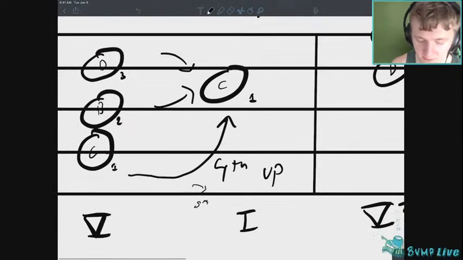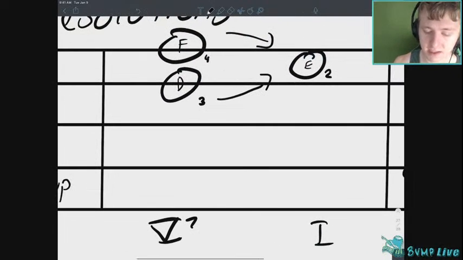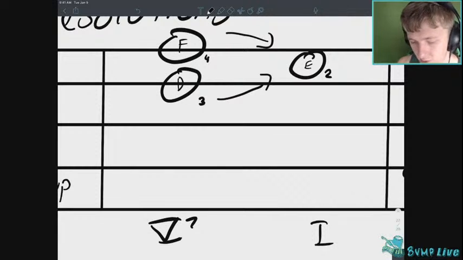So this is just a 5 chord because we're omitting the 7. So 5 to 1. All of these notes technically lead to the C. And then to the E, we have the D and F leading to it. So D, the third note in the chord, leading to the 2nd note in the chord E, and the 4th note in the chord, the 7th, leading down to the 3rd of 1.